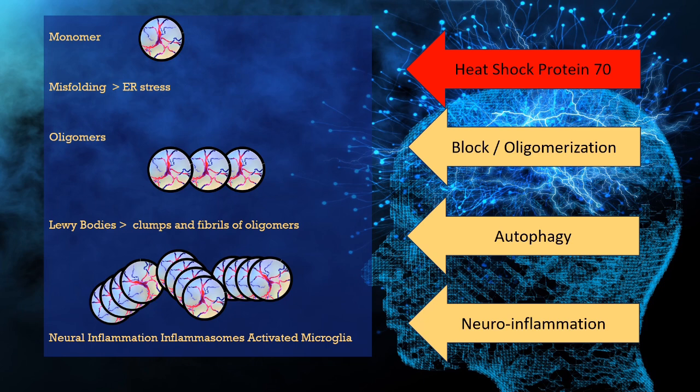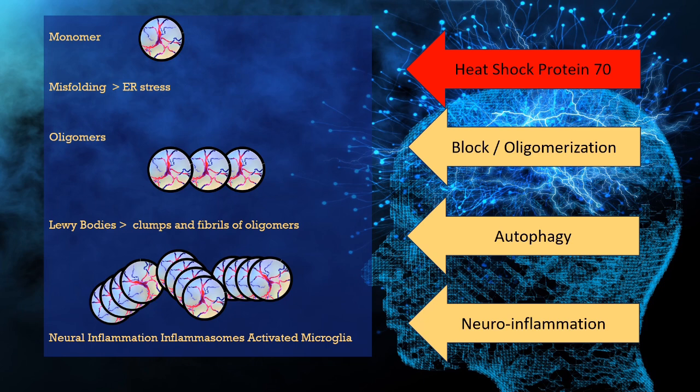Let's start by familiarizing ourselves with some key terms that we'll be using as we delve into the studies on potential targets and pathways to improve outcomes for patients with Parkinson's. First, we have the alpha-synuclein monomer, which is the normal form of the alpha-synuclein molecule. Next, we have misfolding, which occurs when there is a malfunction in the endoplasmic reticulum, or ER for short. We'll also be discussing oligomers, which are formed when multiple monomers bind together.